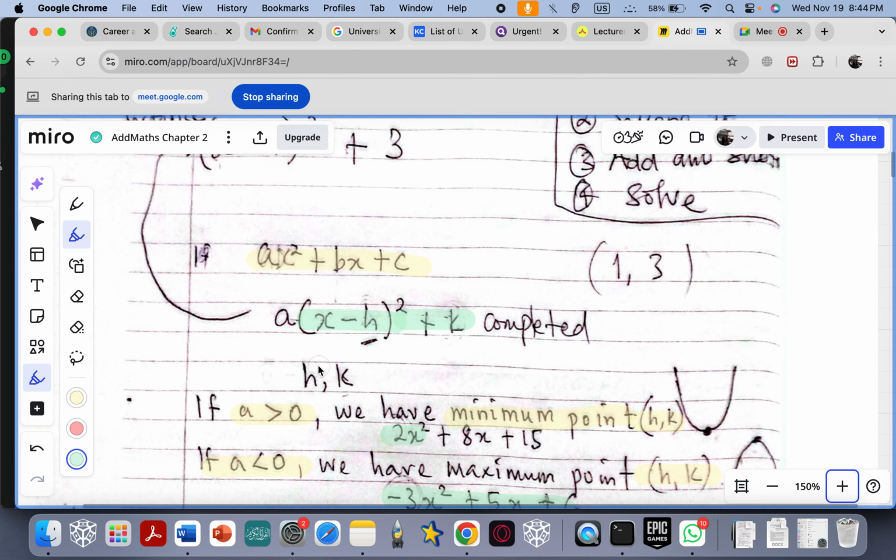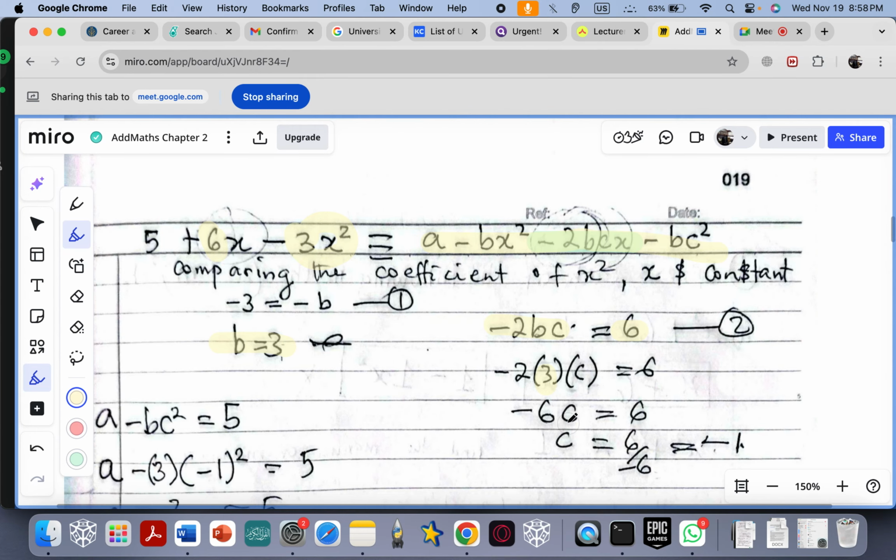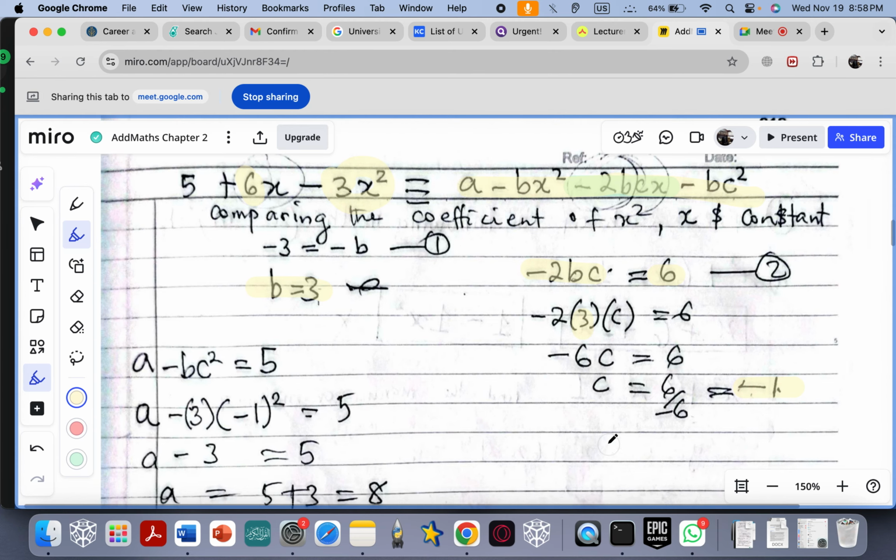So you remember we already found b times c equal to 6. So you get minus 6c equal to 6. Divide both sides by minus 6. You get c to be equal to minus 1. You get c to be negative 1.